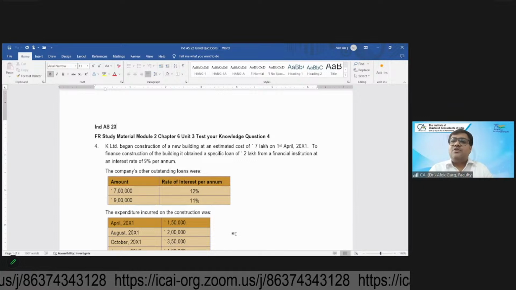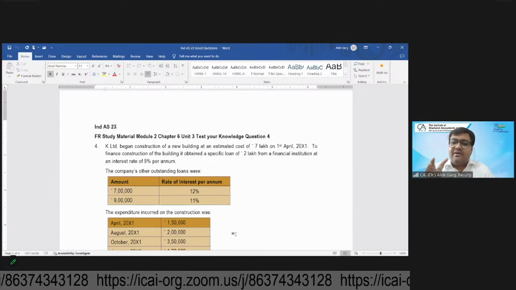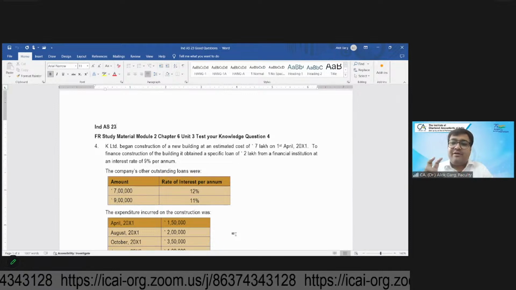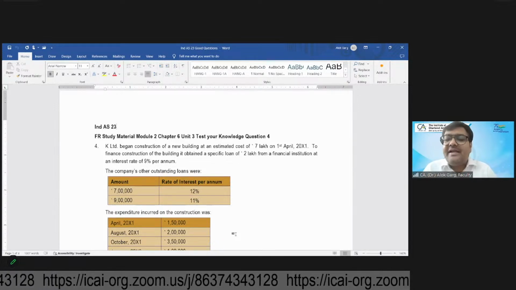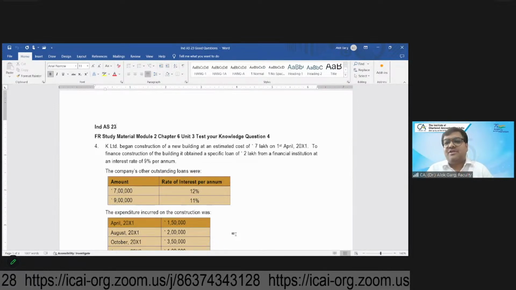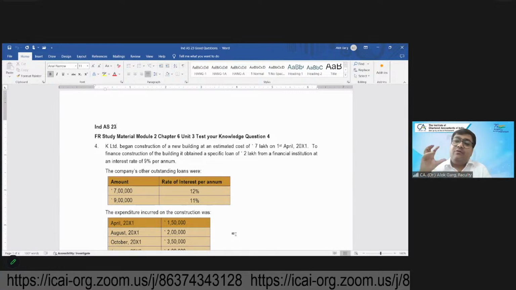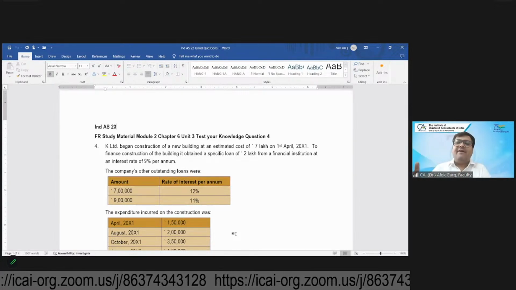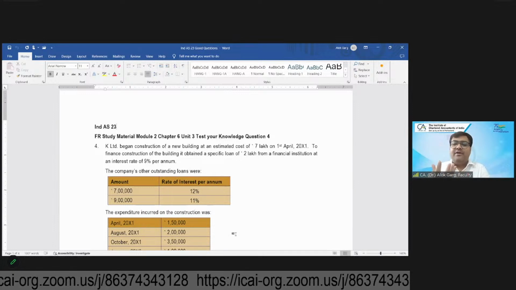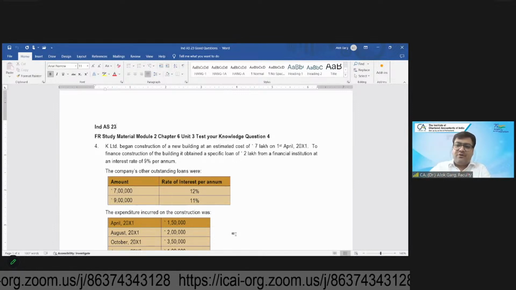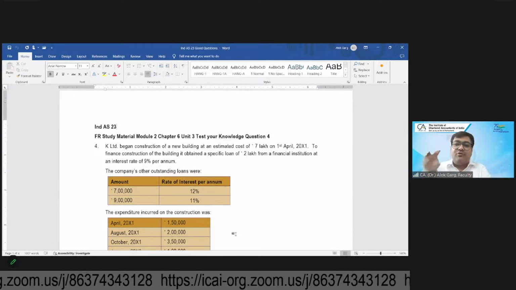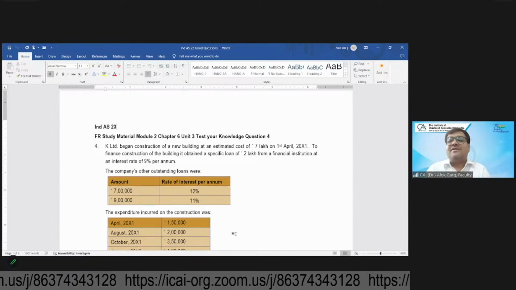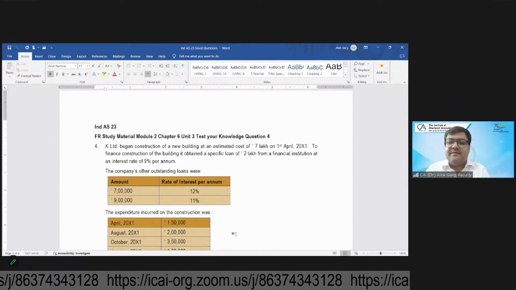So friends, whenever an asset will take a substantial period of time for getting ready for its intended use or sale, it will be considered a qualifying asset. And if you have taken a borrowing for the purpose of a qualifying asset, the cost of the borrowing until the time this asset is ready for use is going to be capitalized as part of the cost of that asset, right? So this is how borrowing cost measurement works.